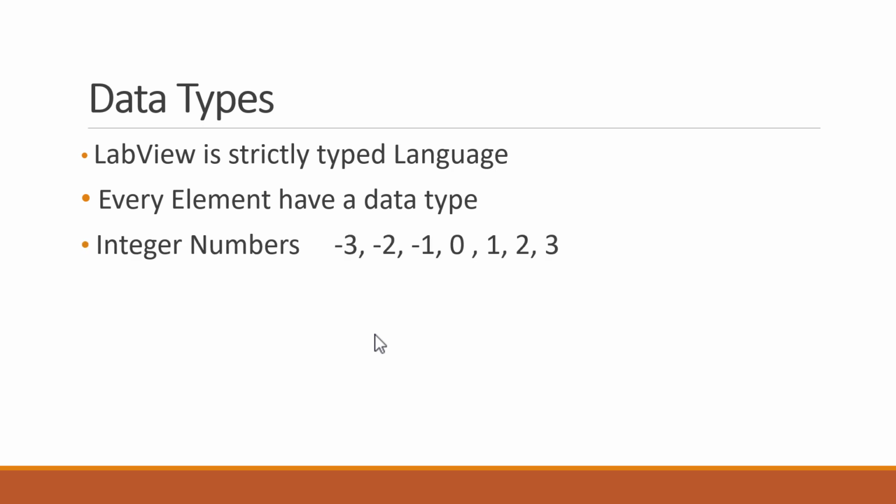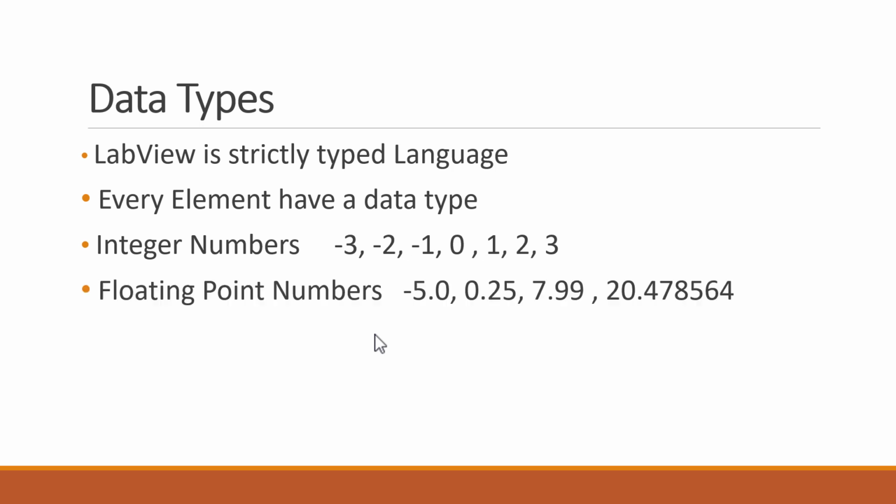The first one is integer numbers. In this data type, positive and negative numbers can be stored. The second one is floating point numbers, in which we have fractional numbers, and they can be negative as well as positive.